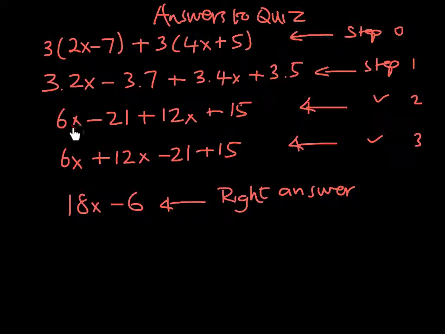So the second step, here you sum that up. 3 times 2x becomes 6x, 3 times 7 becomes 21, and 3 times 4x becomes 12x, and 3 times 5 becomes 15. So collect like terms, that's the third step. 6x plus 12x gives you 18x. Negative 21 plus 15 gives you negative 6. So if your answer is 18x minus 6, then that's the right answer.